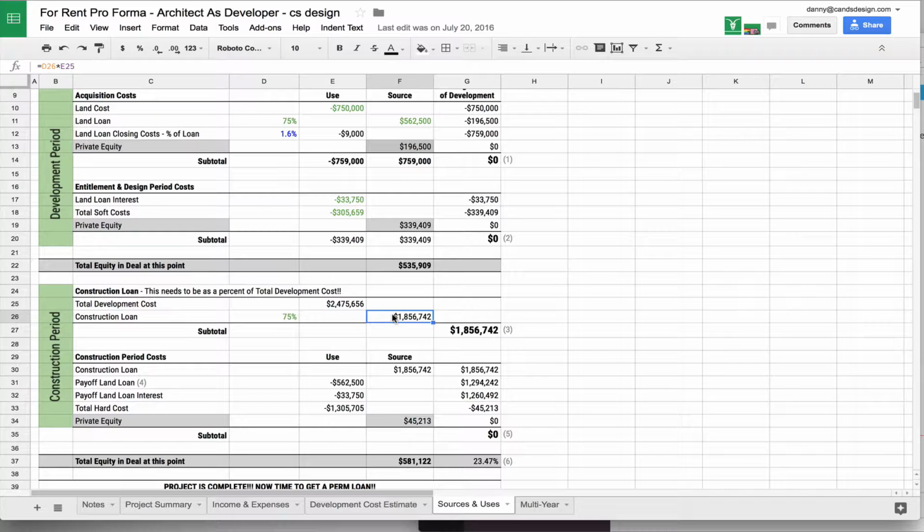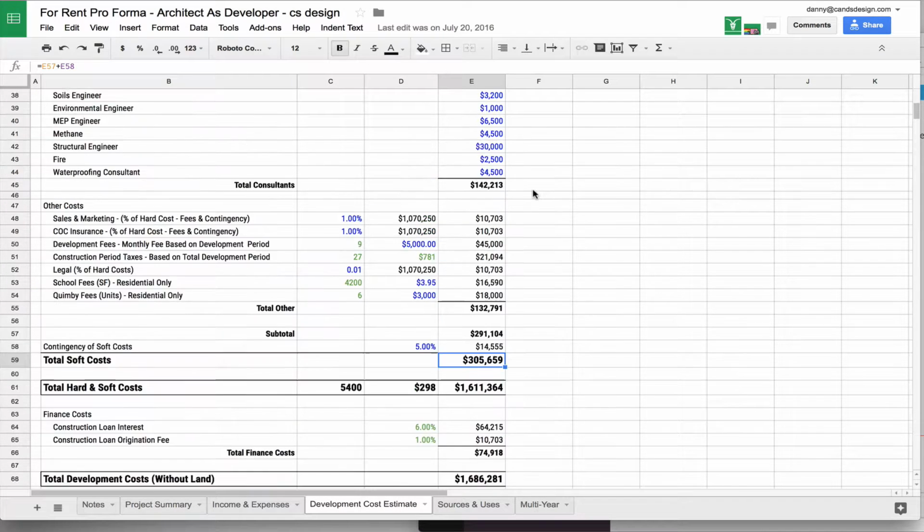You're going to need some additional funding, but you've pretty much paid all of the costs up front, and the only thing you really need is just to cover the shortfall in the construction loan. If you look at this, the construction loan is $1.8 million. You're going to pay off your land loan, you're going to pay off your land loan interest, and you're going to have $1.26 million left. But if you remember, your hard costs were only $1.3 million.